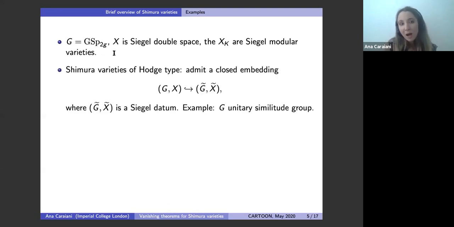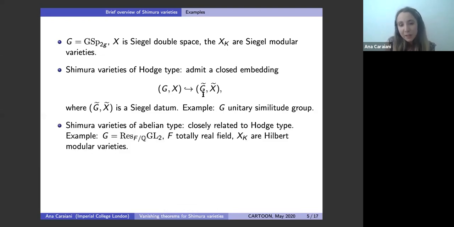All right, once you have these GSp Shimura varieties, you can also talk about Shimura varieties of Hodge type. Those are the ones for which you have a closed embedding of your pair (G, X) into a Shimura datum (G tilde, X tilde), which is of Siegel type, so which looks like the one in this example. And there are quite a lot of Shimura varieties of Hodge type, and just to give you one example, which is in fact even slightly more specific, is for instance something associated to a unitary similitude group. Those in fact are of PEL type, so they are moduli spaces of abelian varieties equipped with polarizations, endomorphisms, and level structures. But for the most part, you can study them by just embedding them into the Siegel modular varieties.